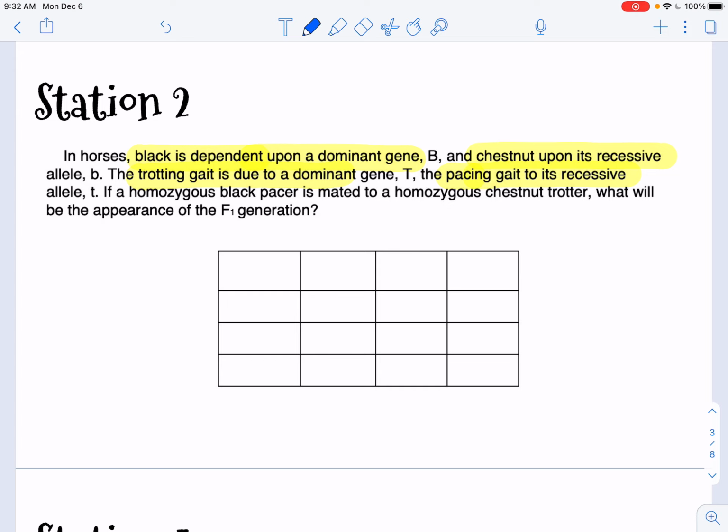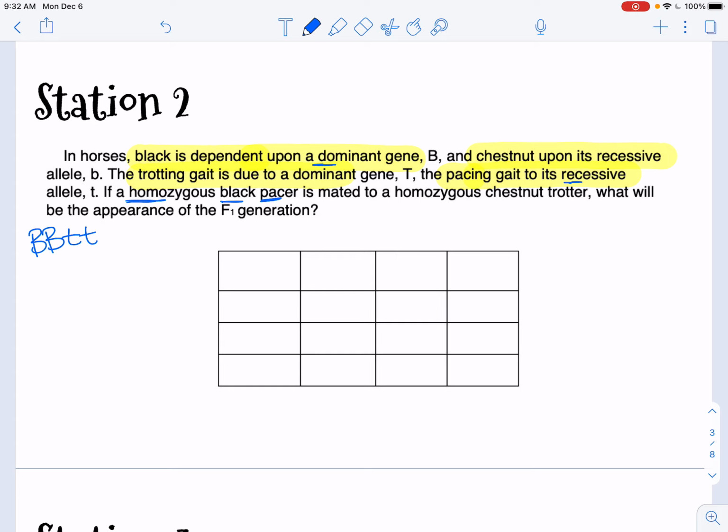Okay, so now let's look at what our parents are. So it wants a homozygous, which means same, black, which we know is dominant. And it's a pacer, which means that it's recessive. So homozygous for black would be a big B, big B. Homo means same and black is dominant. And pacer is recessive, so I'm just going to give that one a little t, little t.